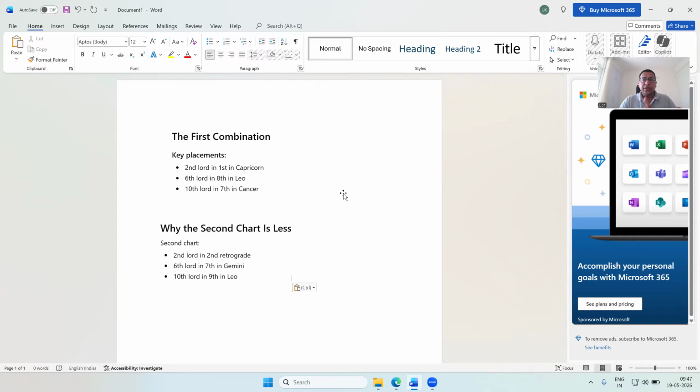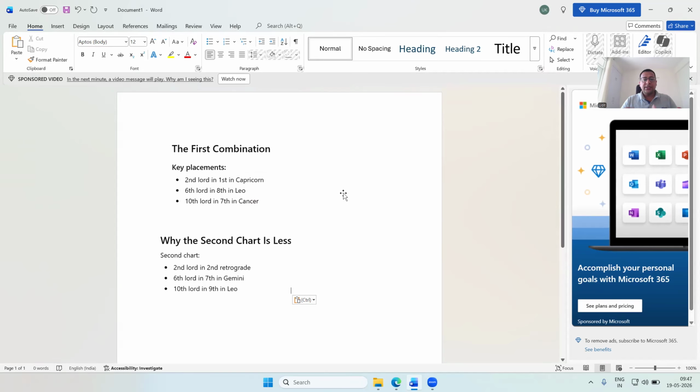And the 10th lord going into the seventh house of Cancer means interaction that is based on healing and care. So basically, treatment, interacting with people, with the public, because the seventh house is of the public and Cancer is here. That means the interaction is based on care and counseling. Now let's compare this with the second chart.